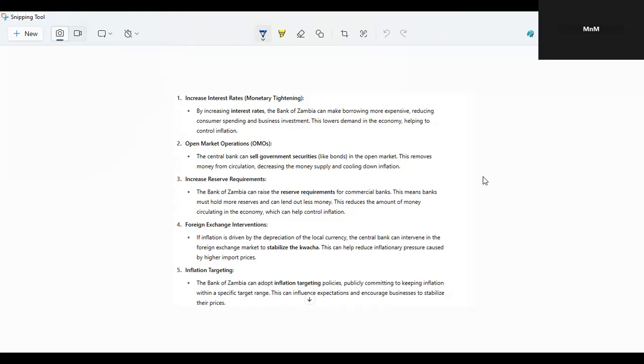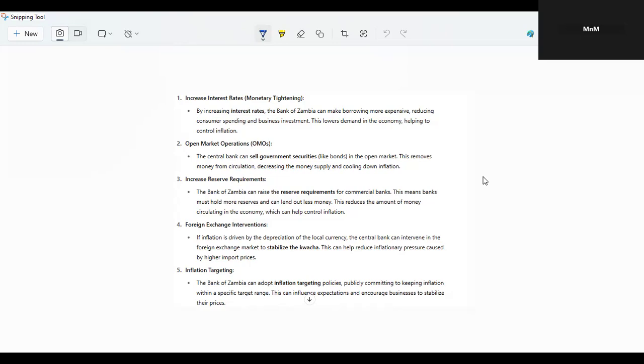So banks have reserve ratios, which is like the minimum book balance. If they increase the reserve ratio, meaning banks will have little money to lend out, this indicates that money in circulation will be little, and this will reduce inflation.